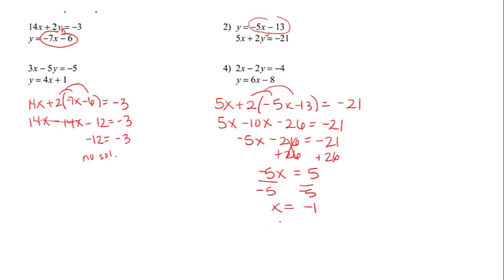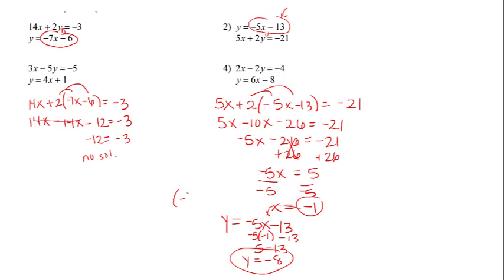Look at all of that work, but we're not done yet. We still have to find our y's answer. So then we're going to go back. We would pick either one of these, and most likely it's going to be easier to do the top one. Let me just write it down. Then we're going to substitute negative 1 into the x spot, which will give us 5 minus 13, and then y is going to be negative 8. So then we put both these answers together, and we say the answer is negative 1, negative 8.